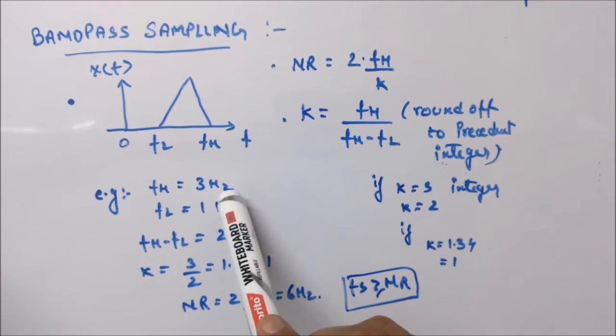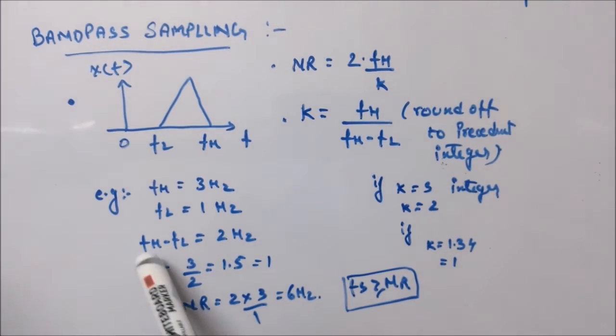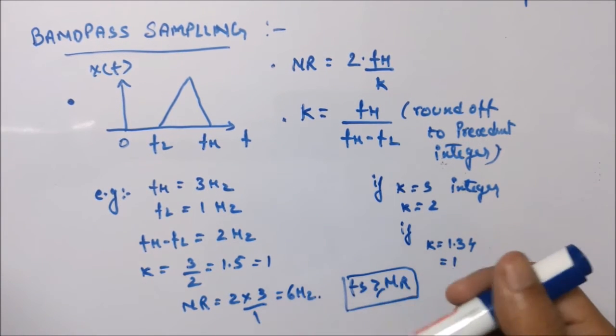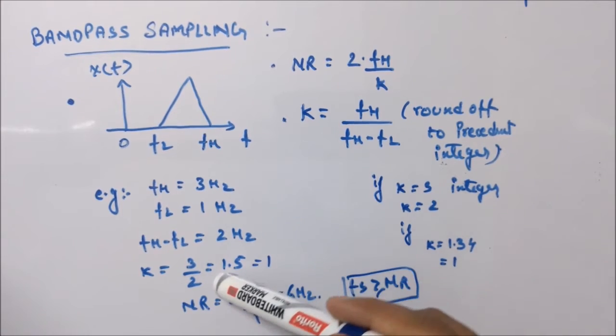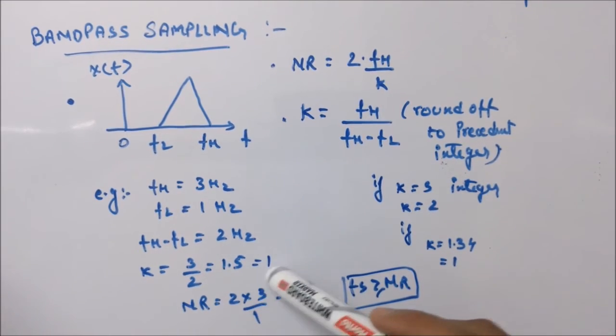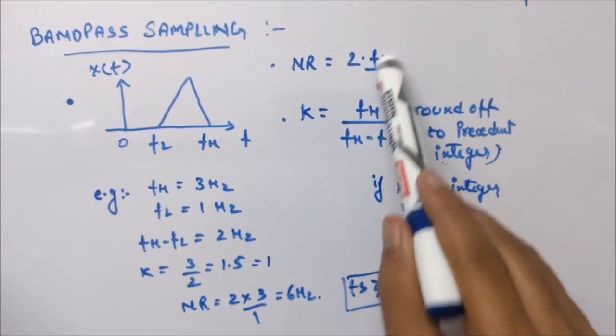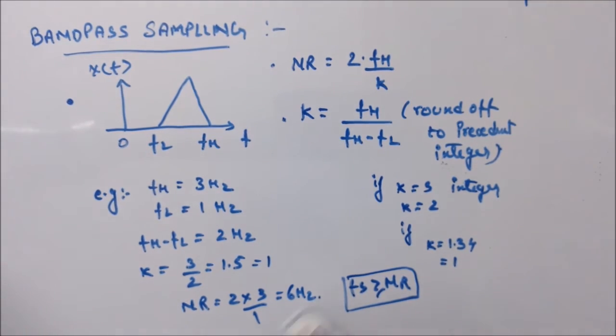If fh is equal to 3 Hz and fl is equal to 1 Hz, fh minus fl is equal to 2 Hz. So k will be fh divided by fh minus fl, that is 3 by 2, which comes out to be 1.5. That is not an integer, that is decimal. So you will take the preceding integer, meaning the one which comes before. So 1 will be the value of k. Your Nyquist rate will be 2 into fh divided by 1, so that is 6 Hz.